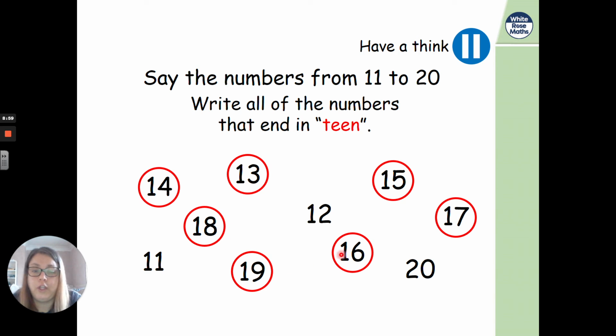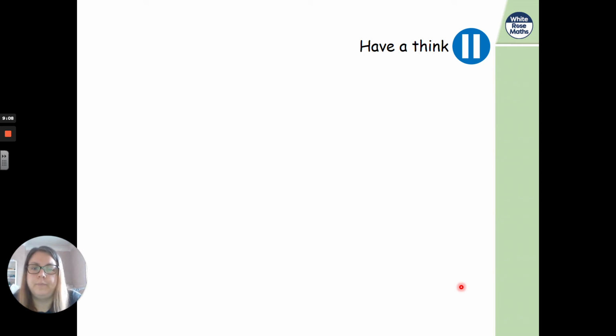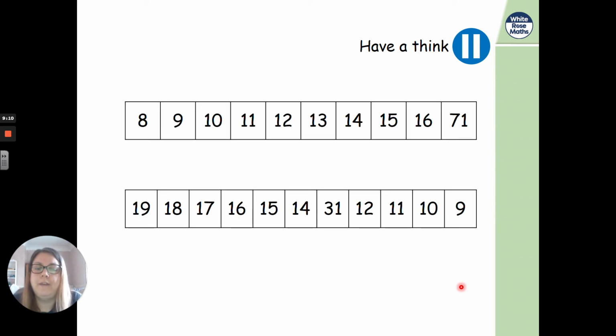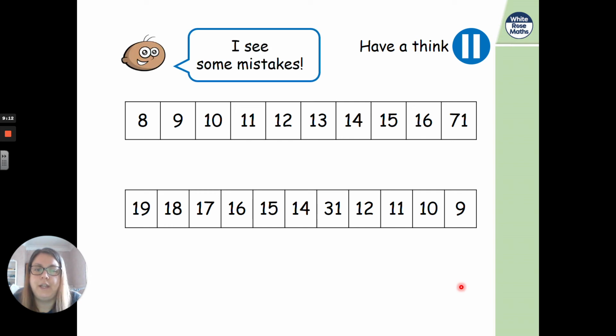But all the others do. And then we move on to 20, which is then going into more tens. And again, we'll look at that at another time. So here we have some numbers. Can anybody see some mistakes? The little boy is saying he can see some mistakes.